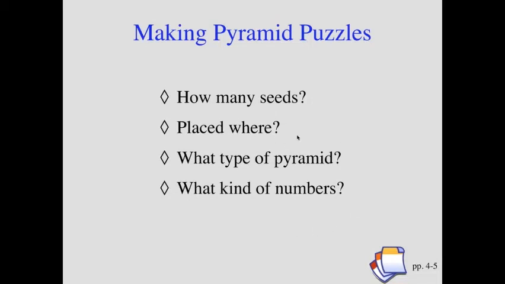Where do we place them? So let's say we decide, like in the puzzles I gave you, I used 4 seeds for the 4-row puzzles. But where should they be placed? Does it make a difference? Like if you put them all on the bottom, or if you distribute them in various other places? And then, depending on what you start with, what kind of pyramid do you get? Is it undetermined? Is it impossible? Or is it automatic?